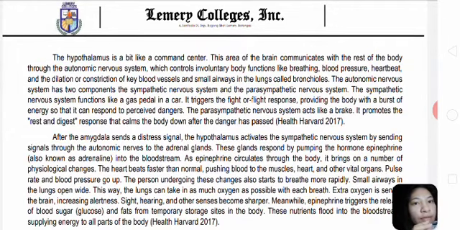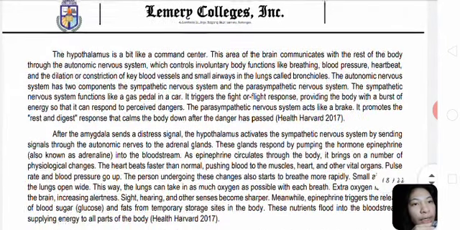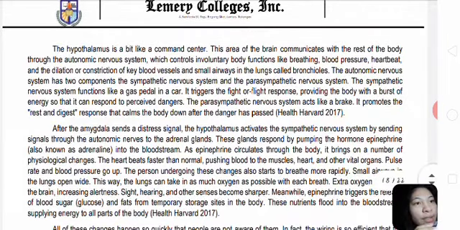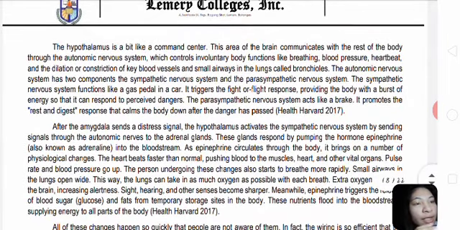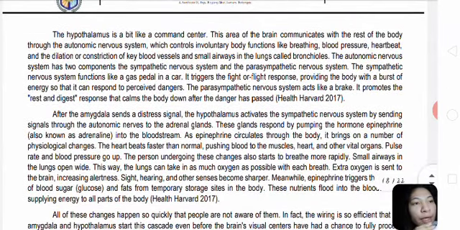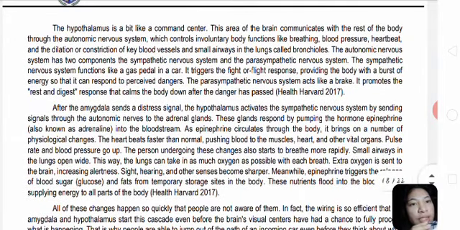The sympathetic nervous system functions like a gas pedal in a car. It triggers the fight or flight response, providing the body with a burst of energy so that it can respond to perceived dangers. The parasympathetic nervous system acts like a brake. It promotes the rest and digest response that calms the body down after the danger has passed.